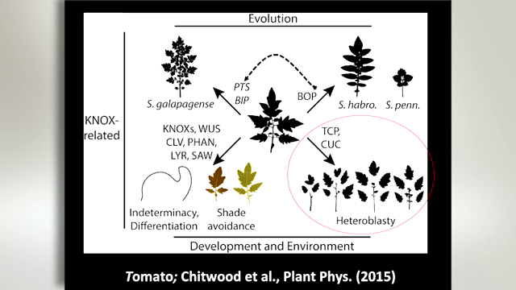So then this is a summary of that work, which says that, when we look at indeterminacy and shade avoidance, we look at this response in response to evolutionary forces, the Knox genes are playing a role in all of these changes in leaf complexity. Then when we come down here to the heteroblastic variation, this is regulated by the TCP and CUC genes, and it does not seem to be a Knox-related phenomenon.